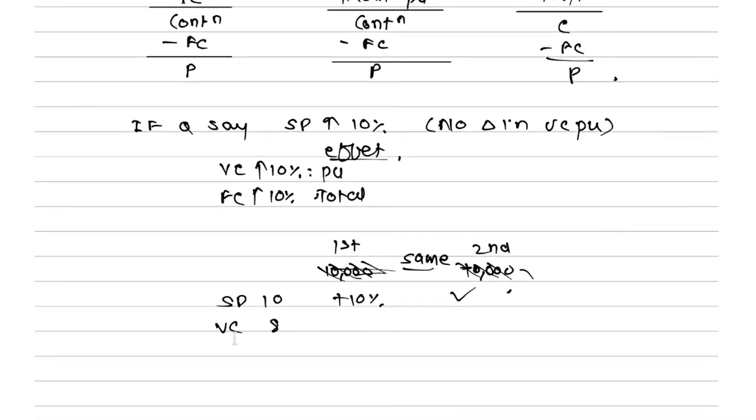Now if nothing is mentioned about variable cost, variable cost will remain 80, and your quantity is also the same in both years, so 80 into the same quantity as the previous year. So can I say if nothing is mentioned about variable cost, it will remain constant per unit. And if it is said that your quantity is also the same, your total variable cost will remain the same. Do you remember this? Your total variable cost will remain the same if two factors are the same: per unit is the same and quantity is also the same.